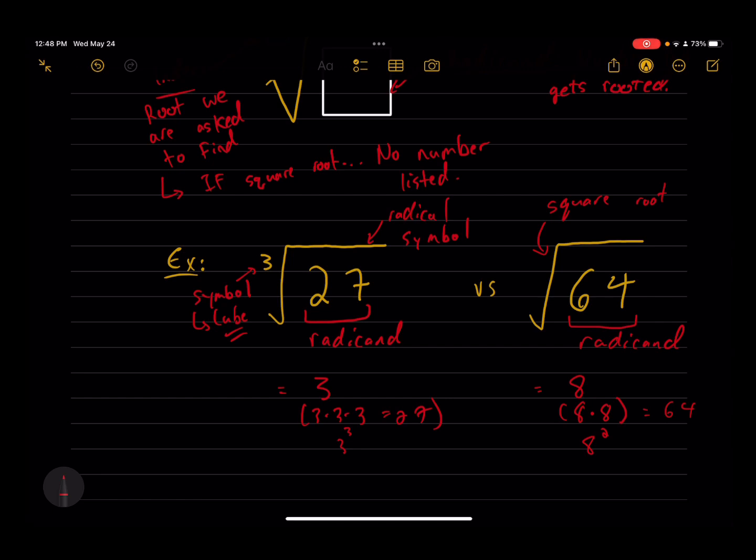So for this video, that's all we're going to look at. We're going to do conversions from the radical form to the exponent form and exponent form to radical form in a separate video. But this really is to give you the idea of what each thing stands for when we're looking at an exponential and radical function.